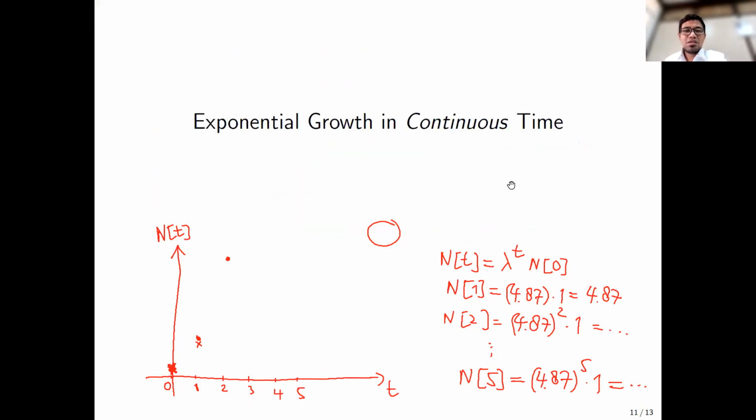Now we continue first to the exponential growth, but in continuous time. What we have discussed before is in discrete time. So we have only 1, 2, 3, 4, 5, but we don't know the value between 1 and 2, or between 2 and 3. So in this case, we need continuous time.